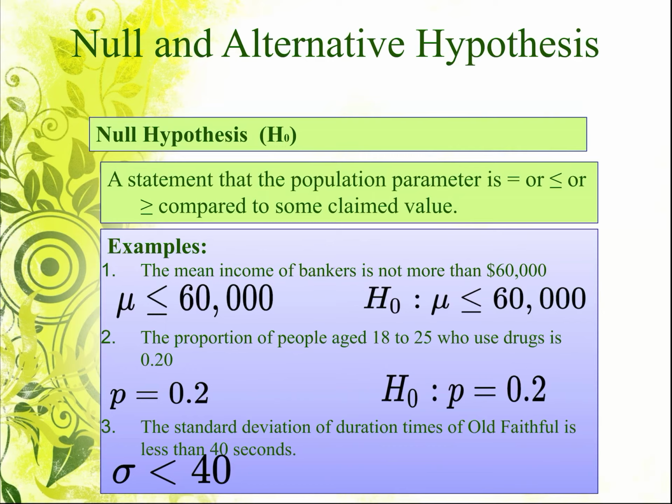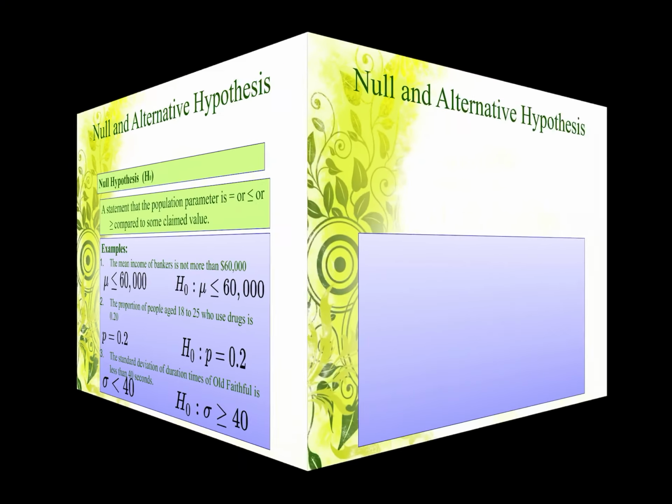And then finally, the standard deviation of duration times of Old Faithful geyser is less than 40 seconds. Well, this cannot be our null hypothesis because it doesn't have an equals to in it. It's just a less than. So the null hypothesis would be the statement that would include the equals to. In this case, that would be the opposite of that statement. The null hypothesis would be sigma, or standard deviation, is greater than or equal to 40.